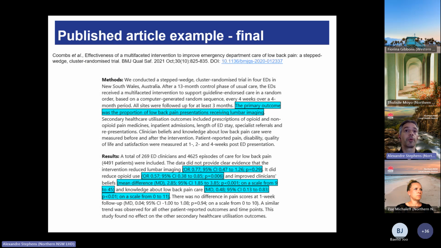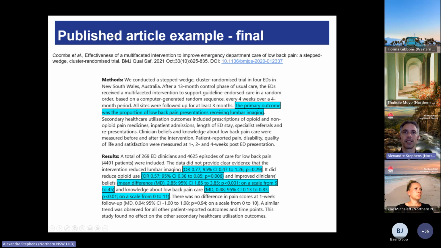However, when they looked at opioid prescription for management of pain, they did find that the intervention did significantly reduce the use of opioids. Here, the odds ratio was 0.57. The 95% confidence interval ranged from 0.38 to 0.85, so it doesn't include the null value of 1, and the p-value is significant. They also explored quantitative outcome variables.